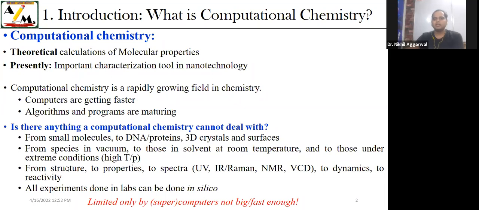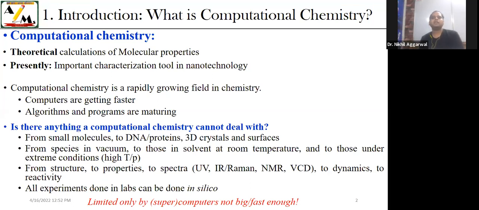Starting from, like the professor said, that we can evaluate the structure of the molecule, the most stabilized structure of the molecule, the transition state, the intermediate state, and so on. We can also predict the various spectra, starting from the IR spectra, UV-visible spectra, Raman spectra, circular dichroism spectra, NMR, and a lot more. So in silico experiments can also be traced using the computational methodology.